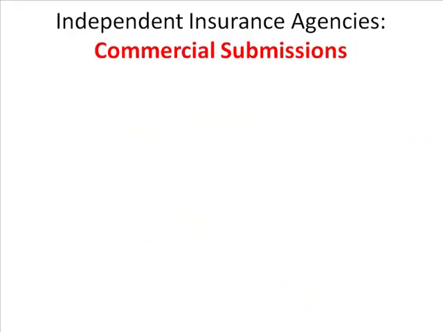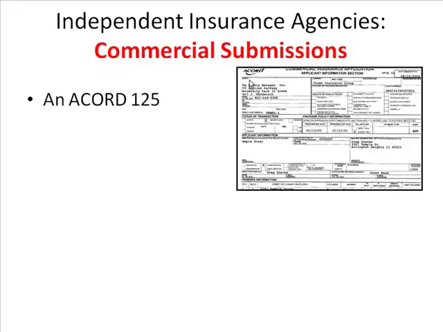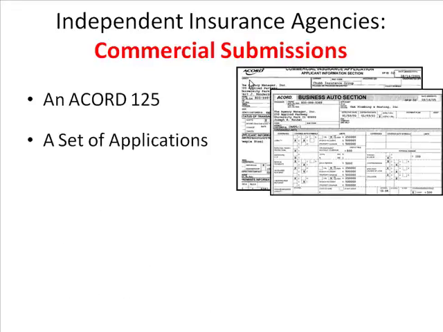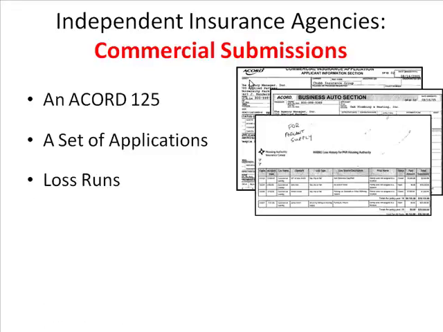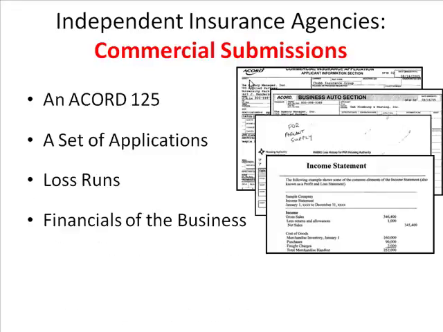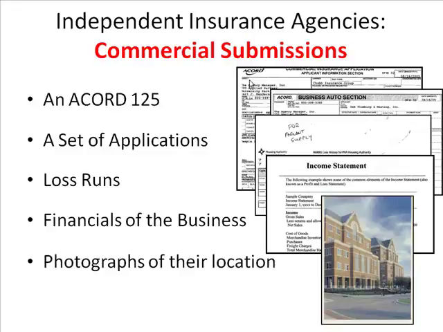In this example, my agency knows that whenever we want to write new business for the Hartford, we'll need 5 pieces of information: an Accord 125, a set of applications, loss runs, financials on the business, and photographs of their location. Let's see how DocStar brings those together to make sure our submission is complete and timely.